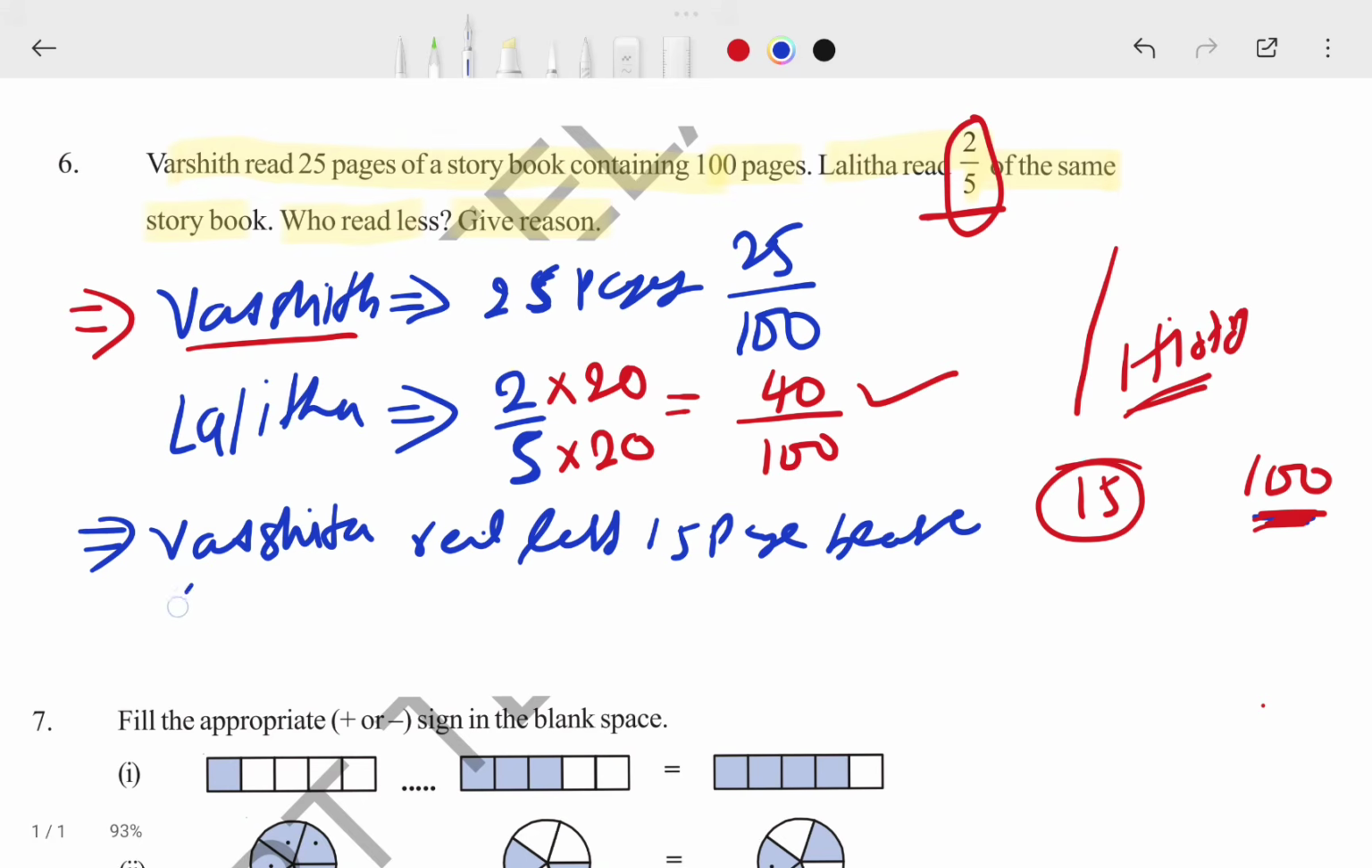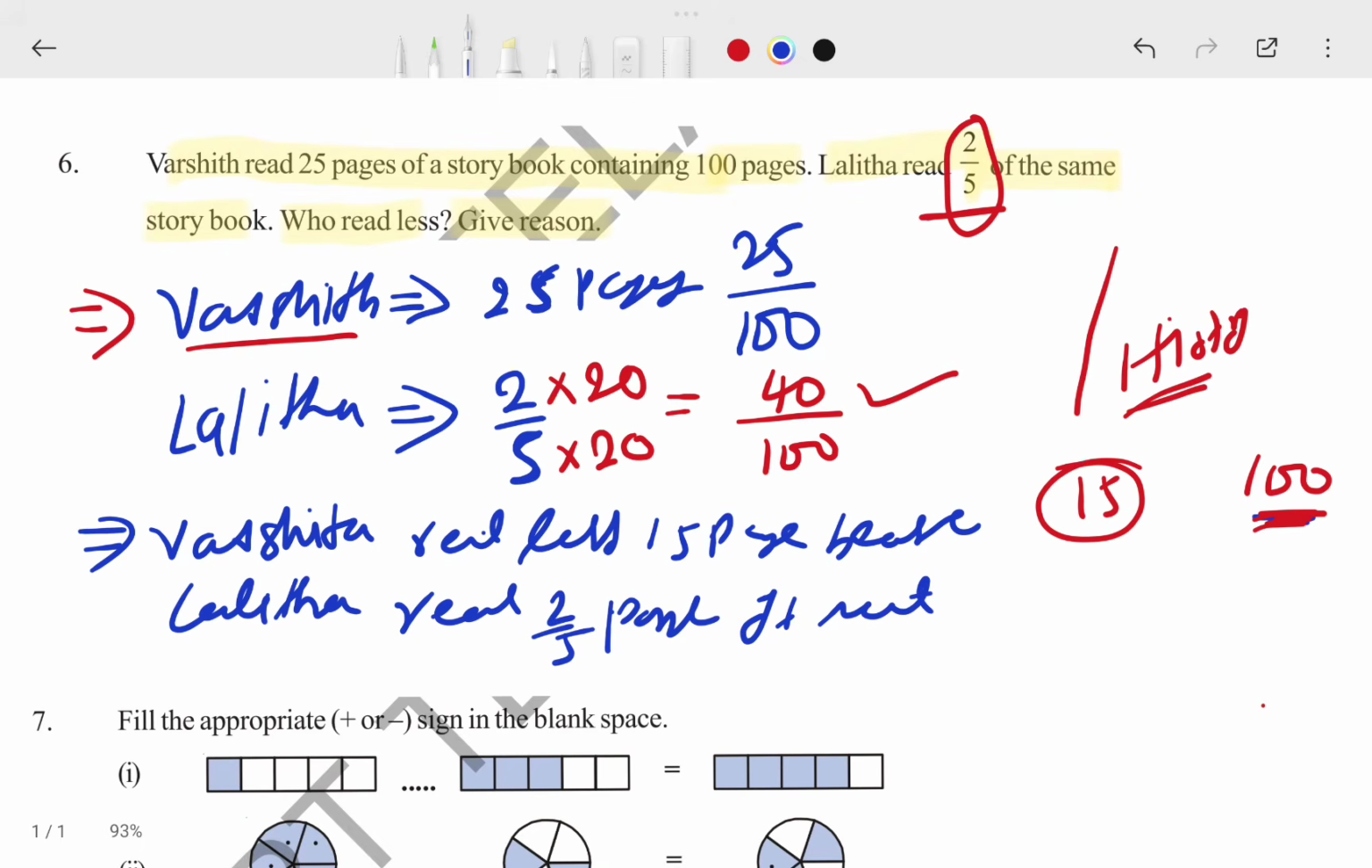Because the other name is Lalita. Okay, this Lalita read 2 by 5 pages. 2 by 5 pages means total how many pages? 40 pages she read. That's why. So here we already know that Varshita read less. Why? Because she read 25 and Lalita read 40 pages. Simple question, isn't it? Nothing is hard in this one. This is a history book. Okay? So this question is clear.